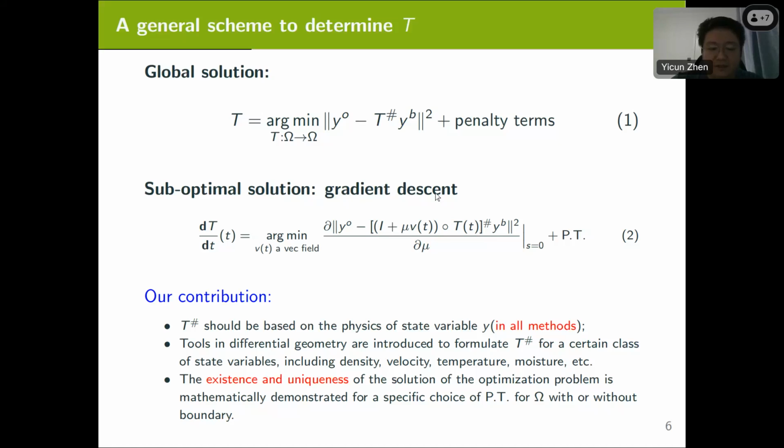Therefore this is called a gradient descent method. This v of t is a vector field, and we will solve this v of t for a long time window, and all of these vector fields together compose the displacement flow.